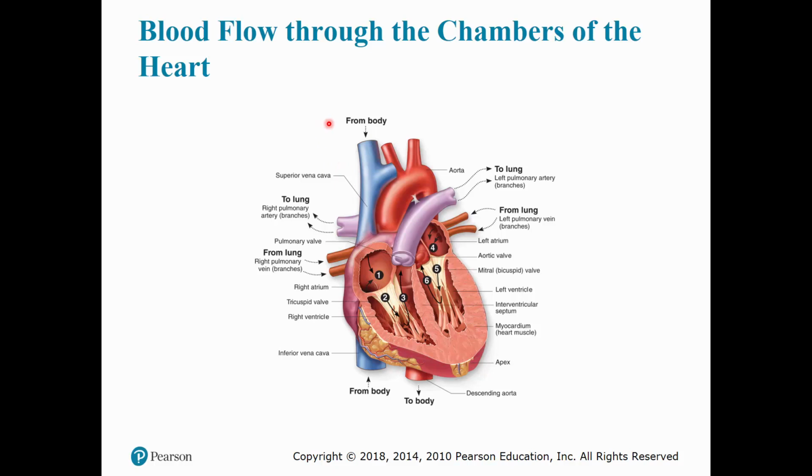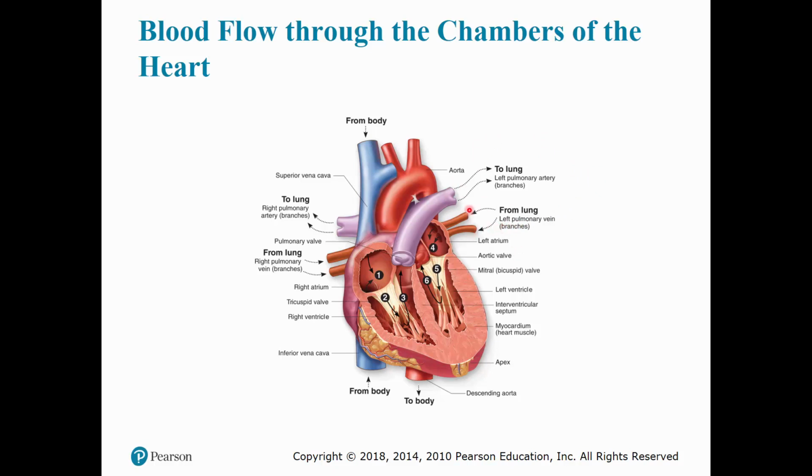So blood comes in from the body, and it goes into the right atrium. It then goes from the right atrium into the tricuspid valve. It then goes from the tricuspid valve into the pulmonary artery. Okay. From there, it goes to the lungs, and comes back from the lungs to the pulmonary vein.